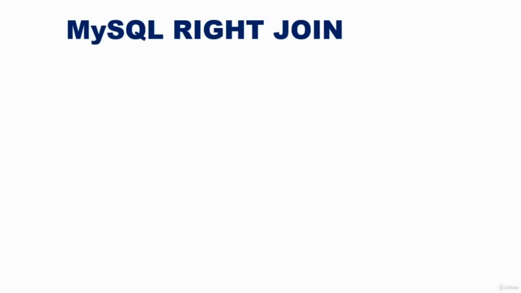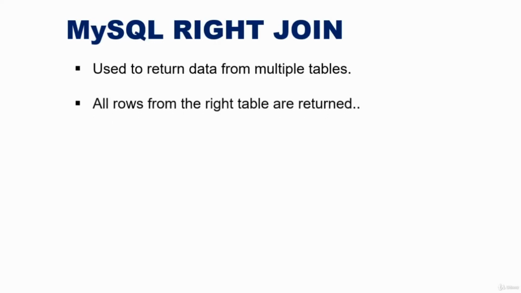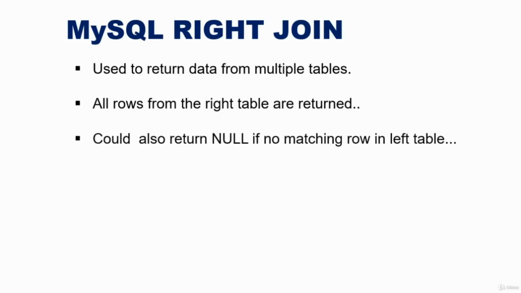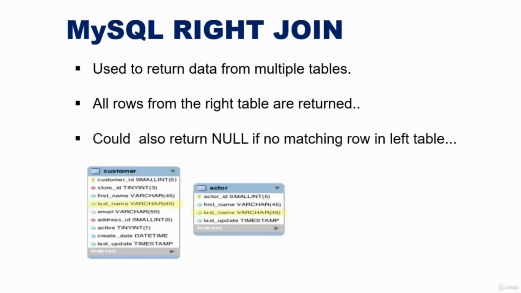In this video, I'll be showing you an example of a MySQL right join. The right join is used to return data from multiple tables. In particular, the right part basically means that all the rows from the right table will be returned, even if there's no matching row in the left table. This could also return null values appearing in any columns returned from the left table.